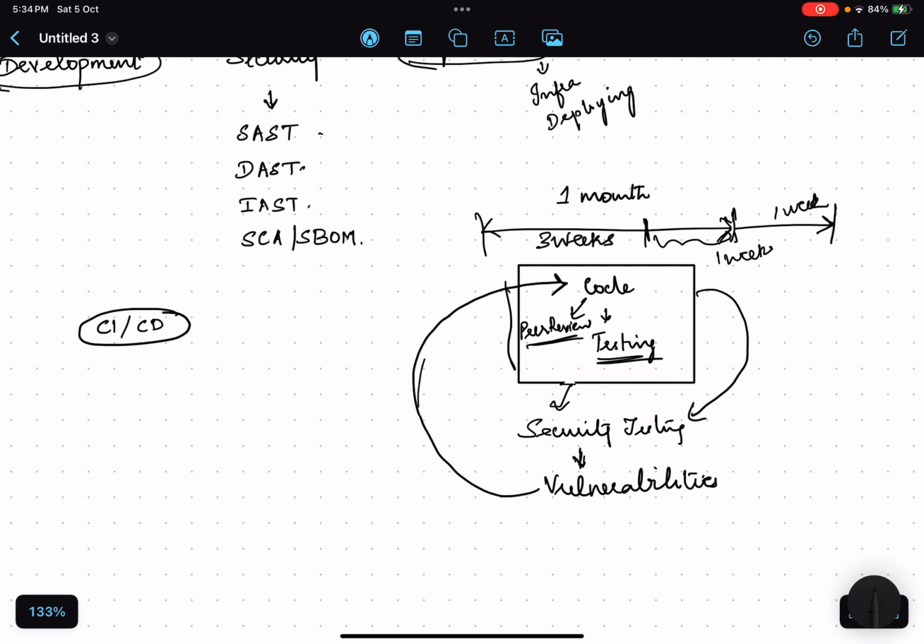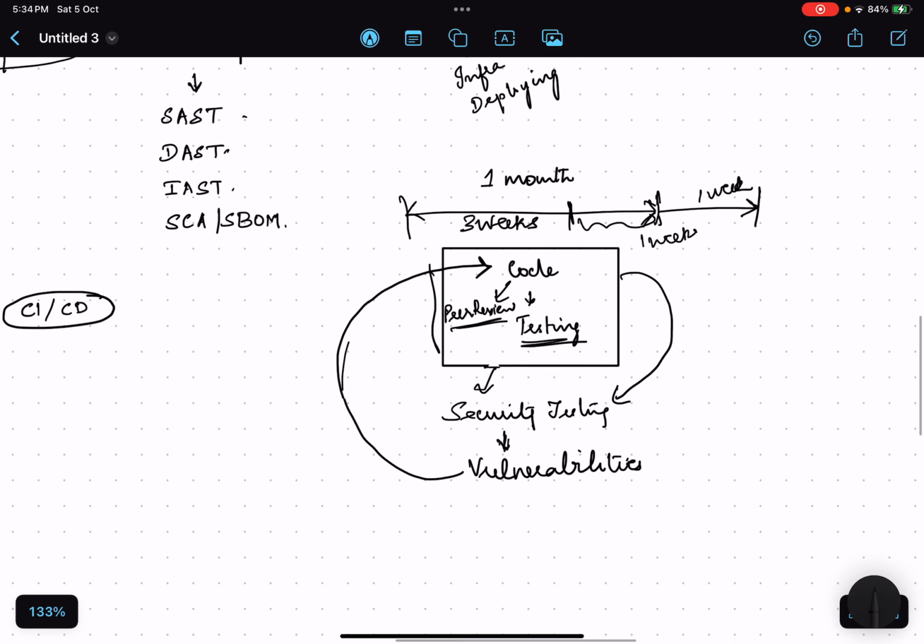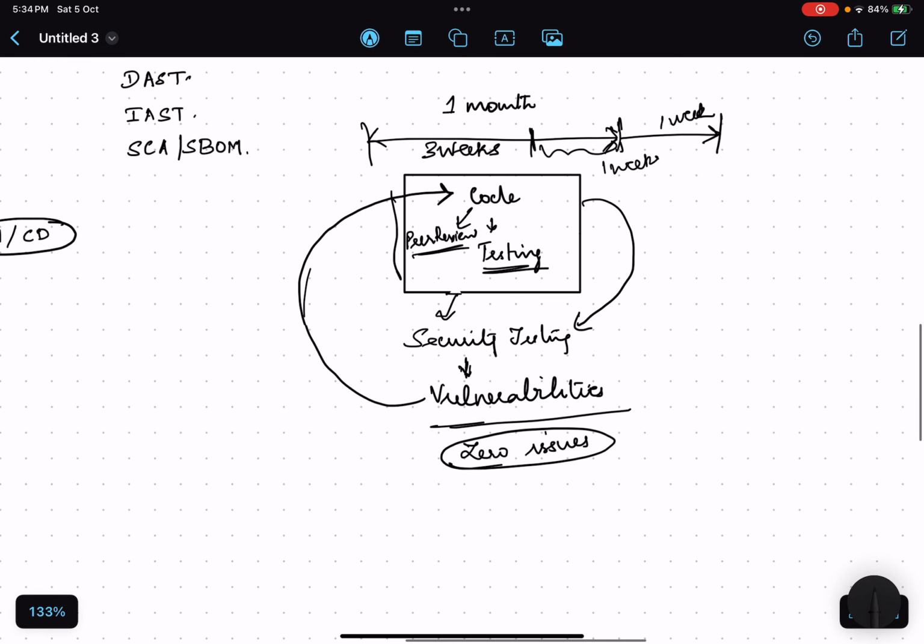And because of various security incidents, it has been evident that a product cannot be released with vulnerabilities in it. It should have zero issues or vulnerabilities, is what most companies set as the security baseline.